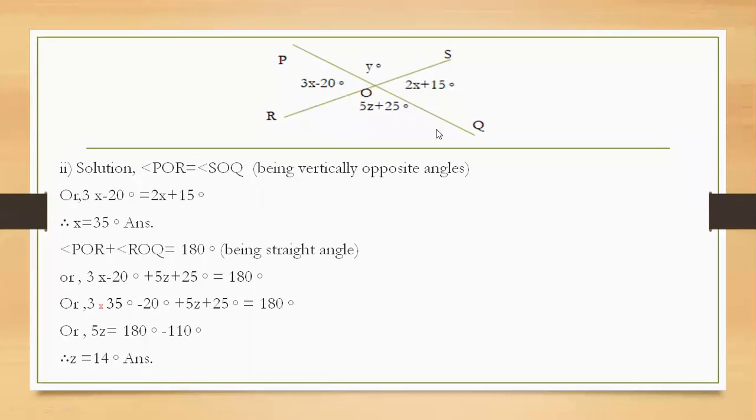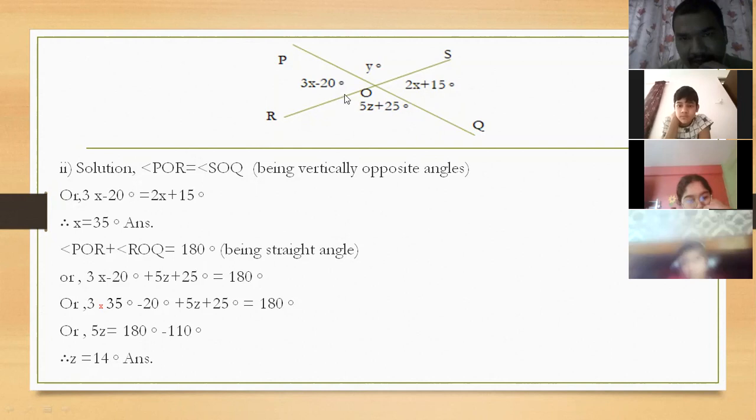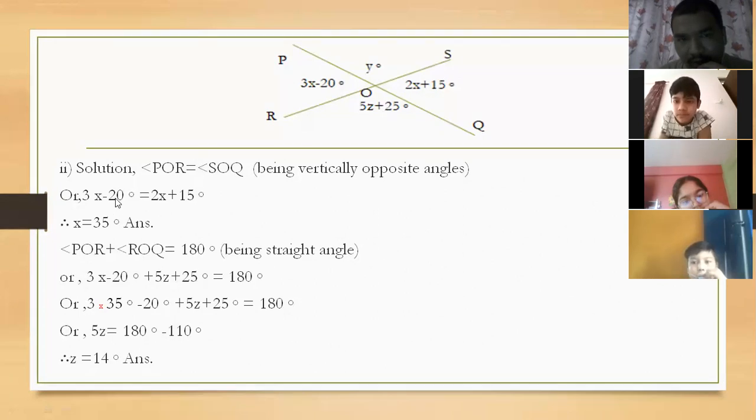Angles POR and SOQ are vertically opposite angles and they are equal. Vertically opposite angles are equal. Okay, children? And by this we get the value of x. After finding the value of x, we have to add angle POR and angle ROQ. These two angles are a straight angle, and we got the value of x already. Then from this we get the z value. After finding the value of z, we have to solve like this.